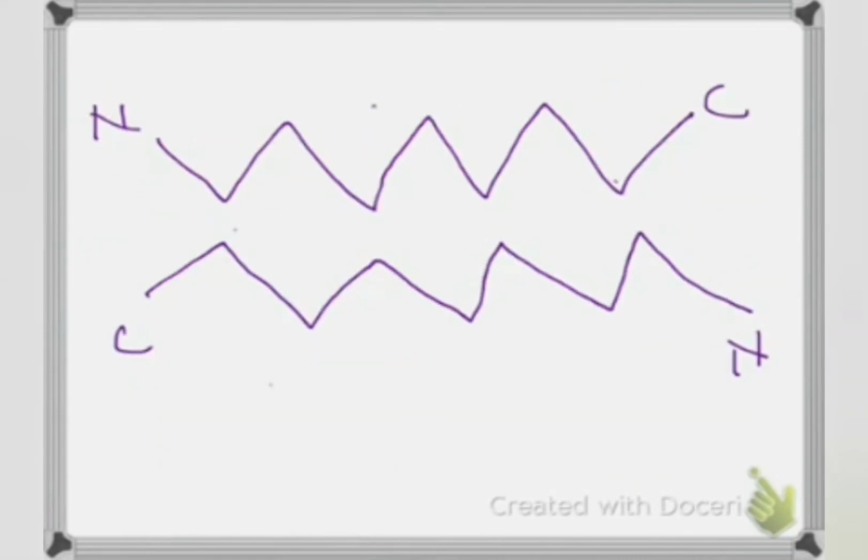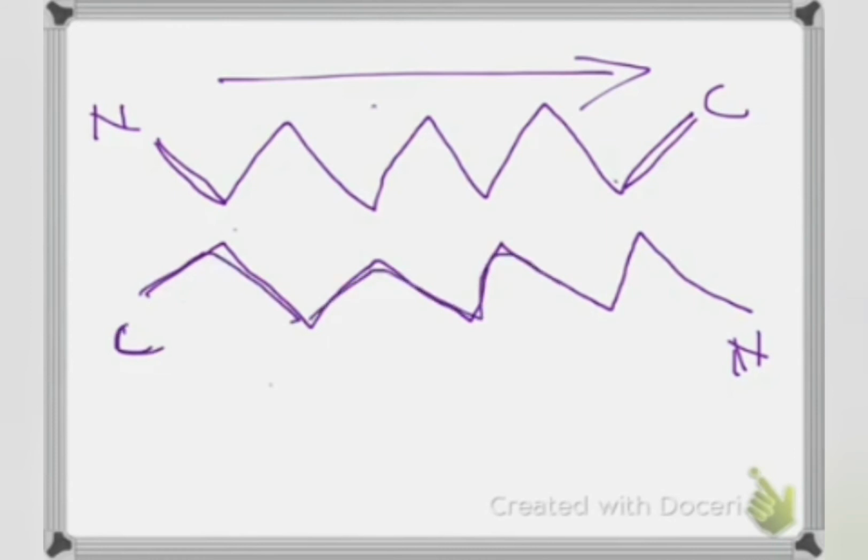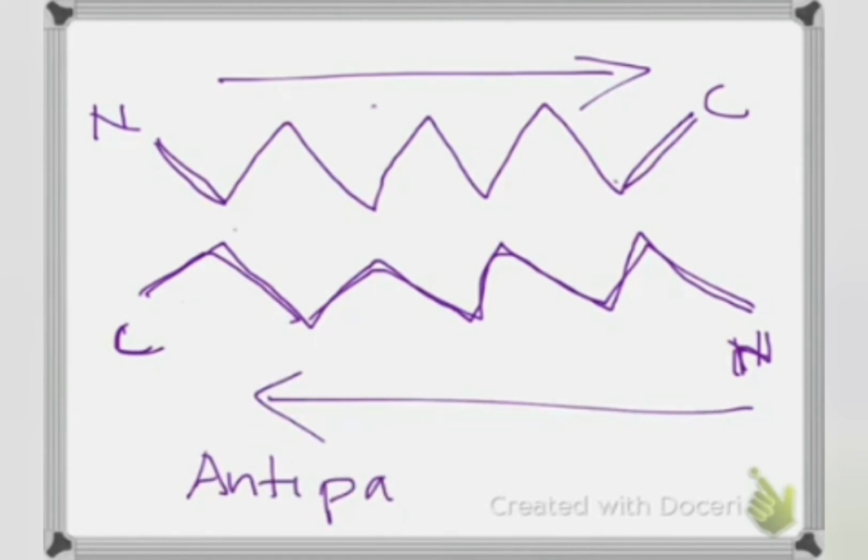Now consider this structure, another beta pleated sheet. Here this is the N terminal end and this is the C terminal end, in this direction. At the same time, in the second strand, this is the C terminal and this is the N terminal, in the opposite direction. So these are anti-parallel beta pleated sheets.